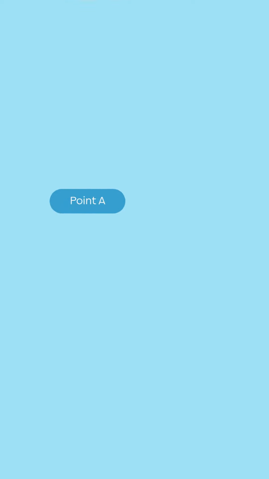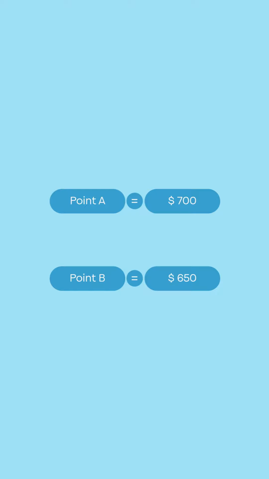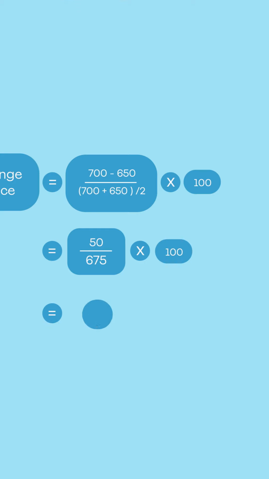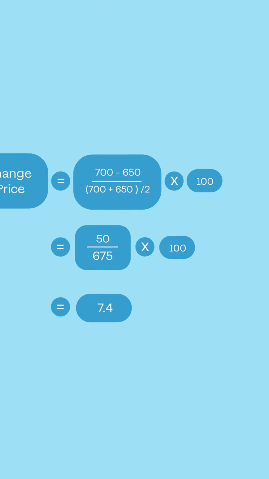For the percentage change in price, take the $700 in point B and subtract the $650 in point A to get $50. Then add the 2 points' prices together to get 1,350 and divide that by 2 for a total of 675. You then divide the 50 from the first equation by the 675 from the second and multiply that by 100 for a total percent change in price between points A and B of 7.4%.